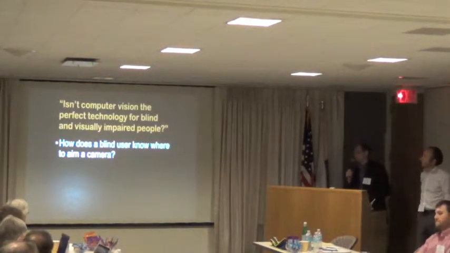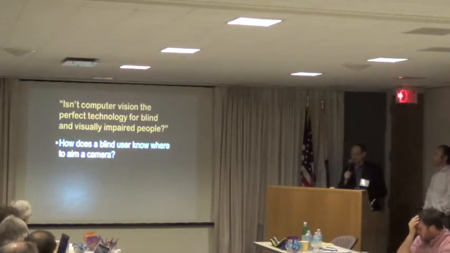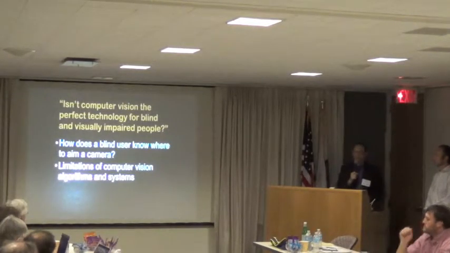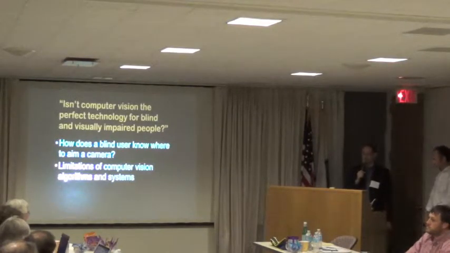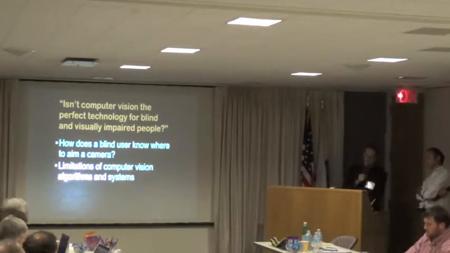Something that several people have talked about today: if you're blind, how do you know where to aim the camera in the first place if you're looking for a target? Then there are limitations of computer vision algorithms and systems. Sometimes they'll tell you things that are there, they'll hallucinate things that aren't there, they won't find things that are there, or they may misrecognize something.